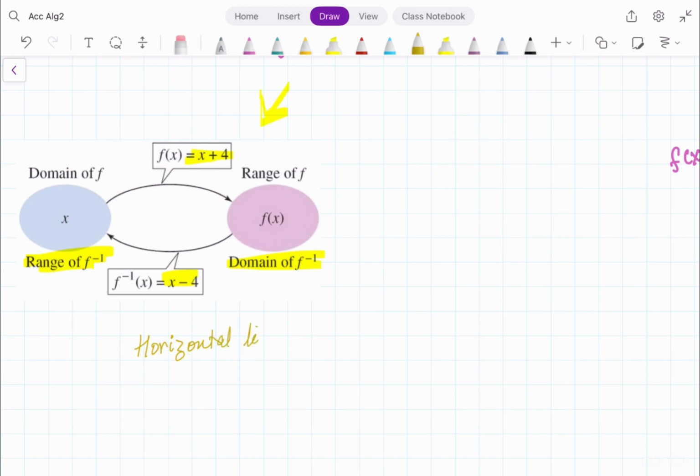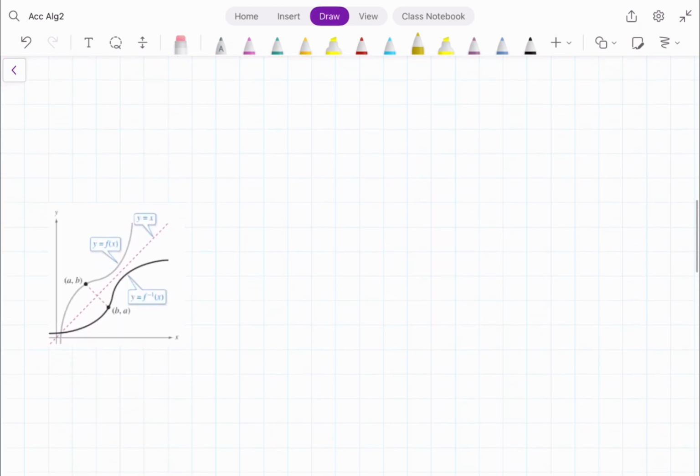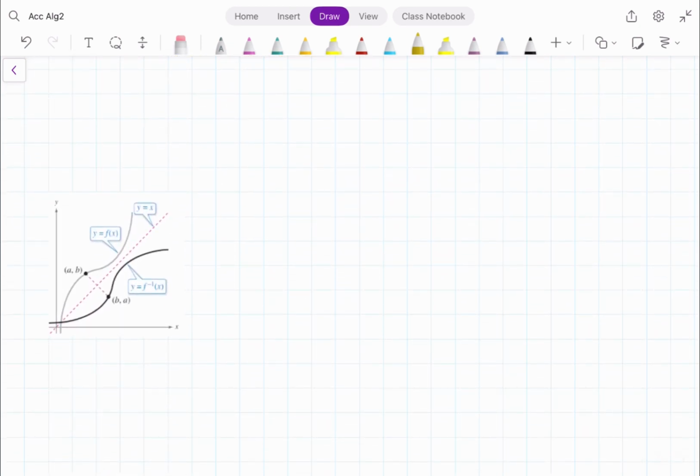And there is another important thing that is called the horizontal line test. The horizontal line test will help us to determine whether we have the inverse function. This is how the inverse function looks like. The top graph is f of x and the bottom graph is f negative 1 of x.